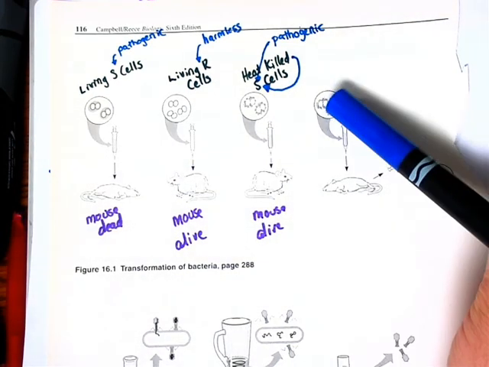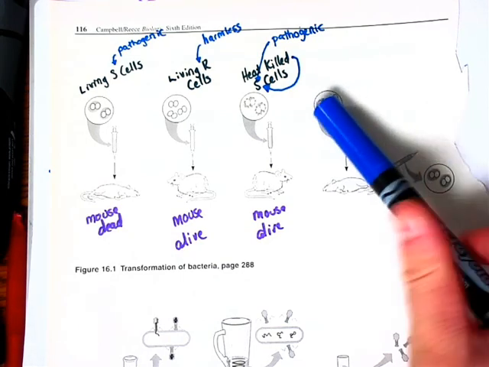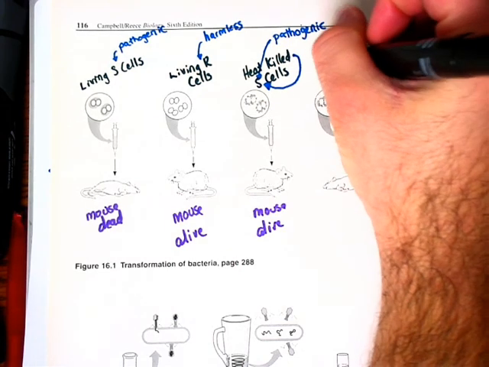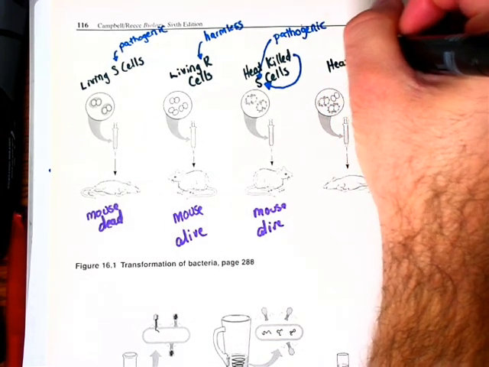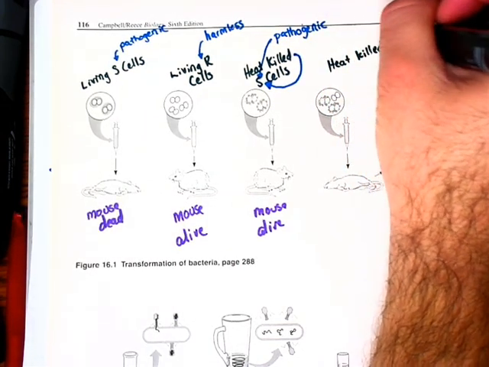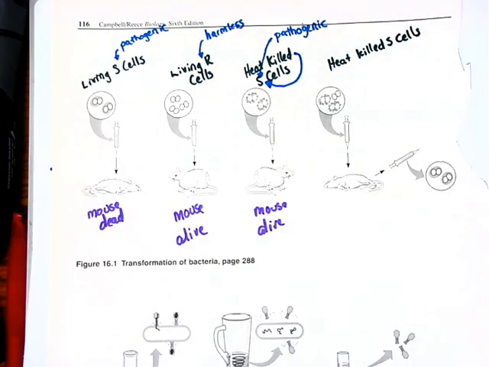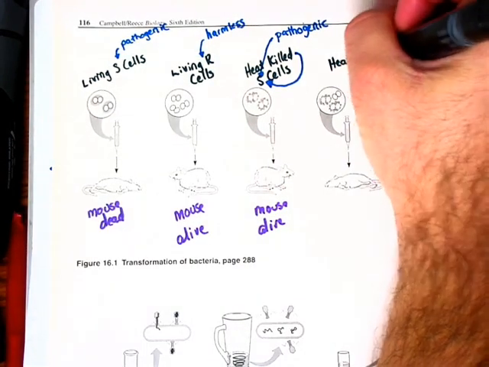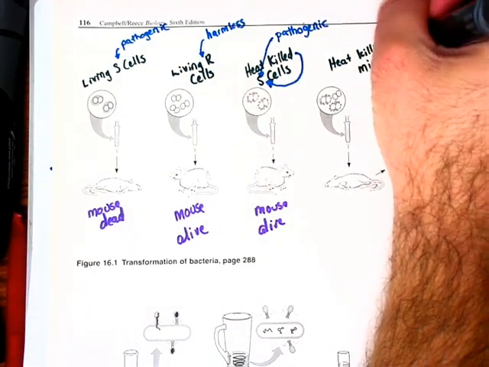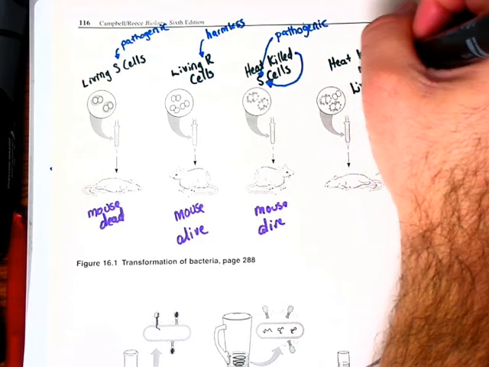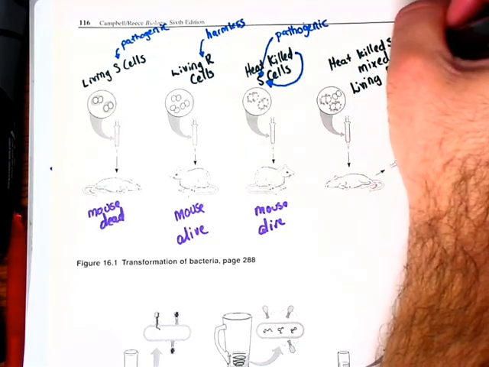Now, this next experiment was actually probably the one that was the big one, like the most important one. He took heat-killed S cells, which we know from the previous experiment would do nothing to the mouse, and he mixed it with living R cells.